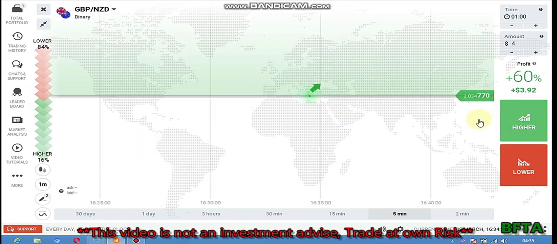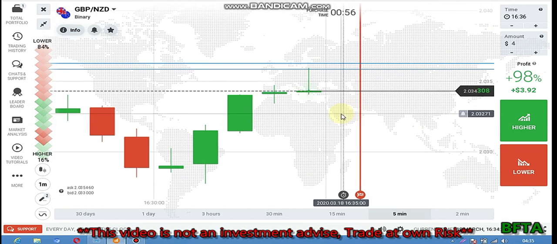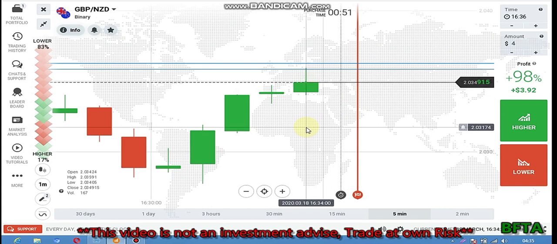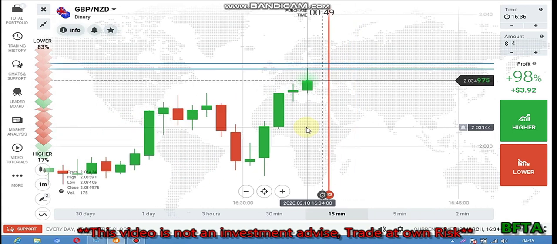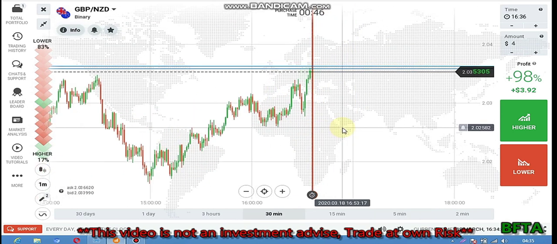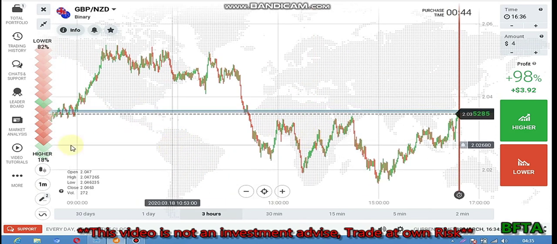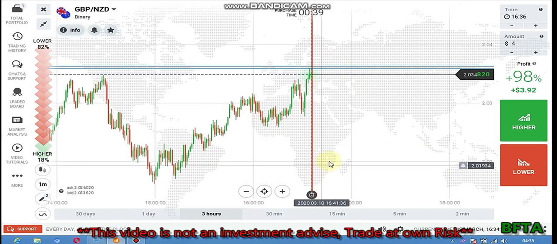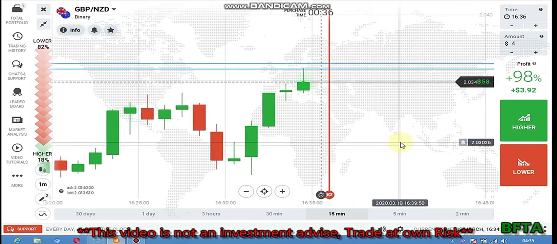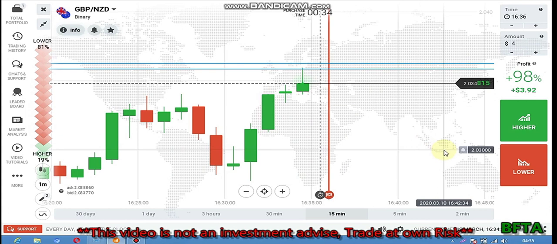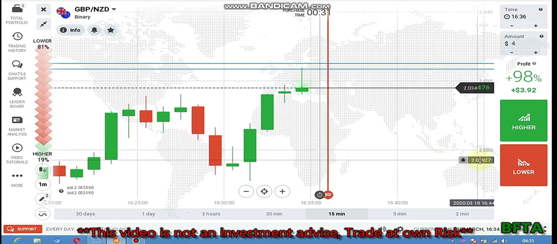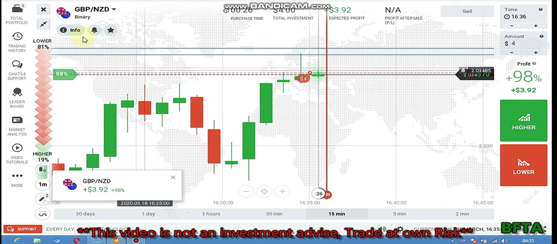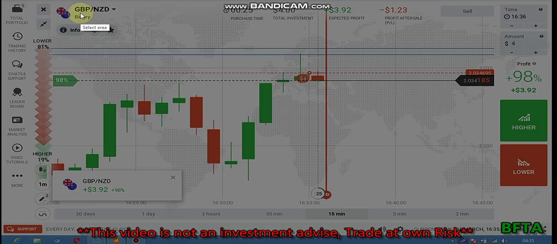Now, you can see some seller's entry here. You can see a strong seller's entry. So after this candle, the next candle will be bearish. Okay, so now I'm going to place a put option.